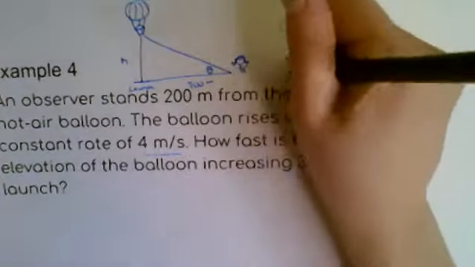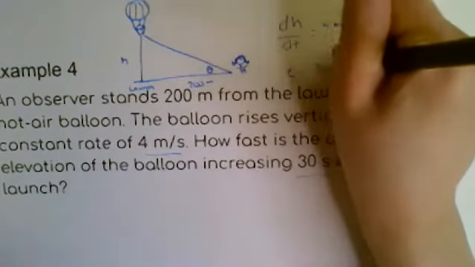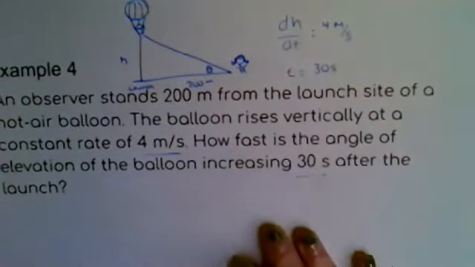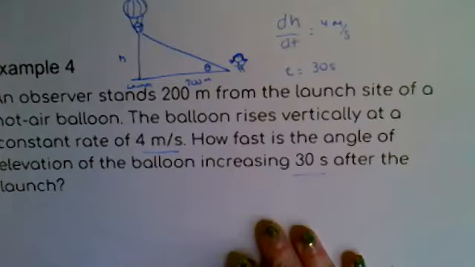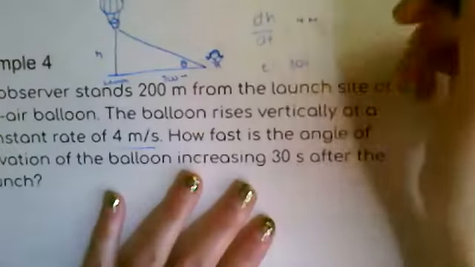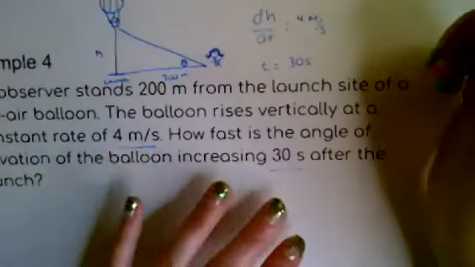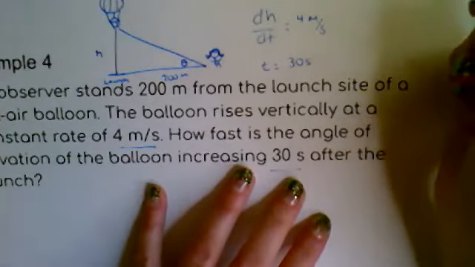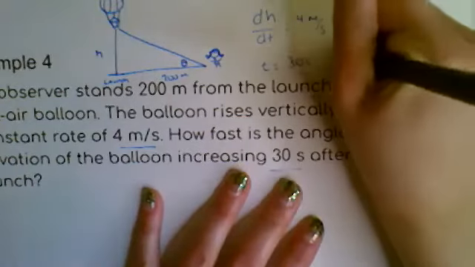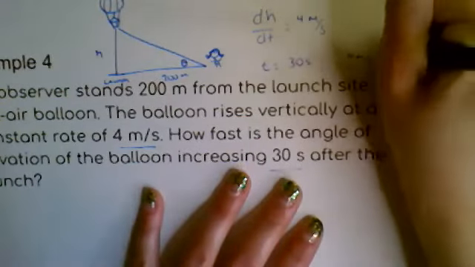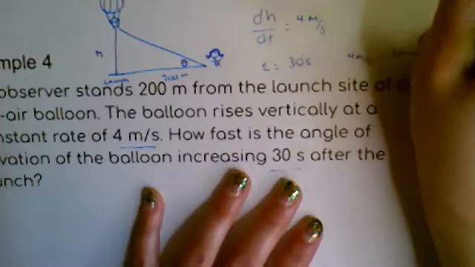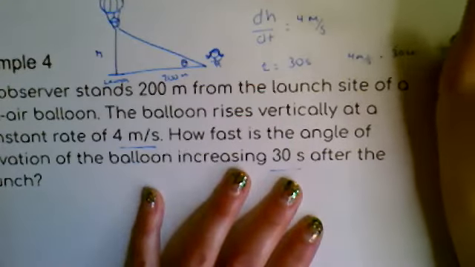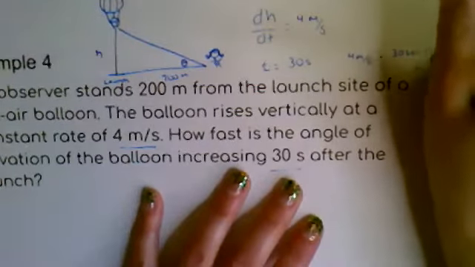Okay, so my time is 30 seconds. And the 30 seconds can actually tell us how high the height is, because it goes at a rate of 4 meters per second. So if I do 4 meters per second times 30 seconds, that's going to give me 120 meters. So my height is 120 meters.